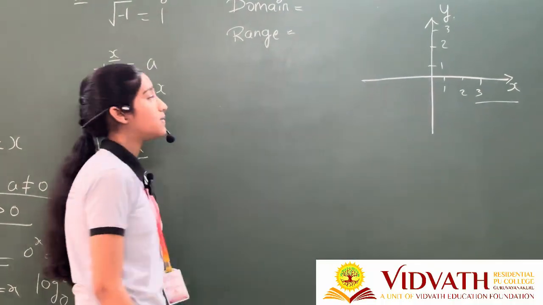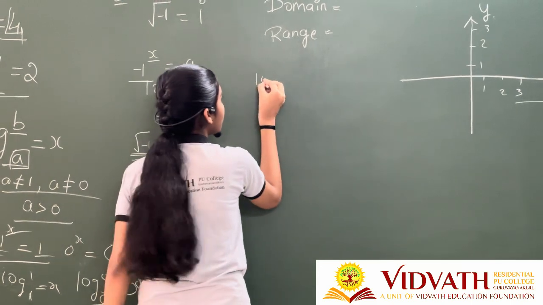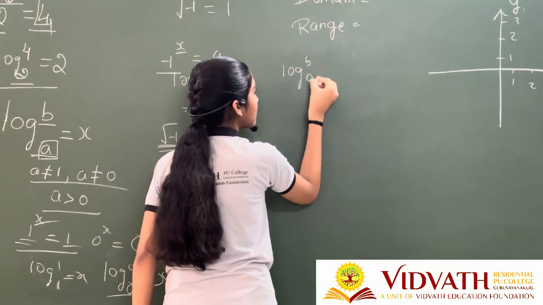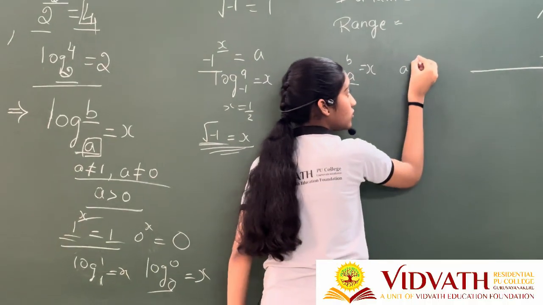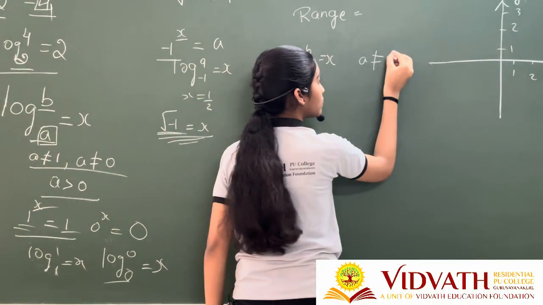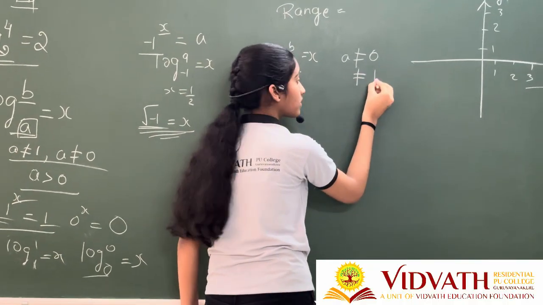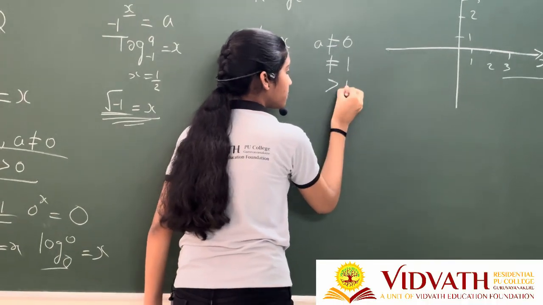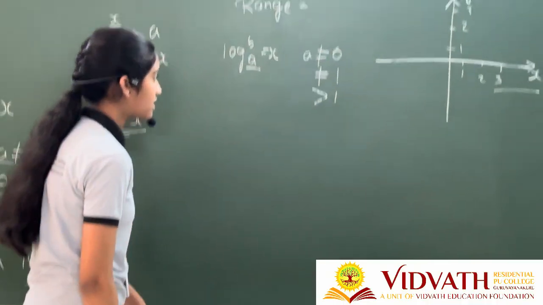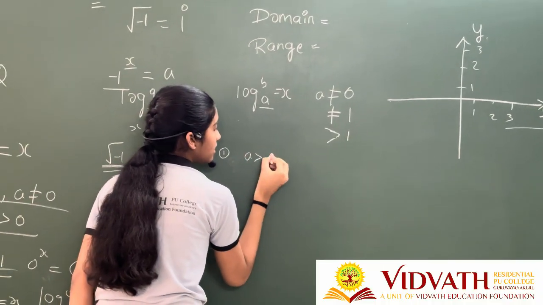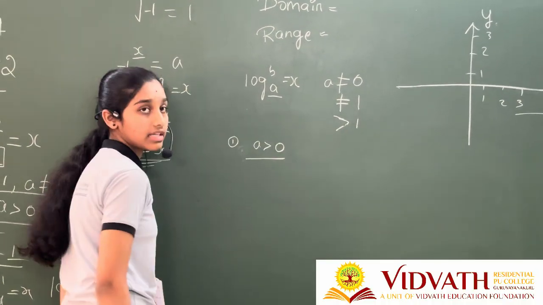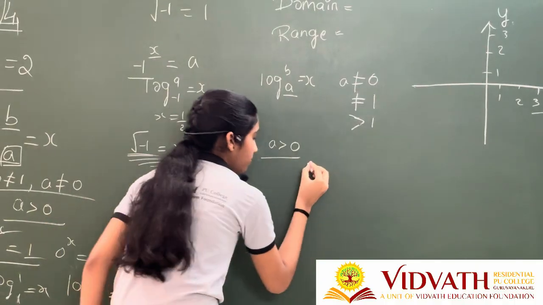What does logarithm say about that? Log of b to the base a is equal to x. a should not equal 1, and always a positive number. First take the case a greater than 1. It is the first case of the logarithmic graph.